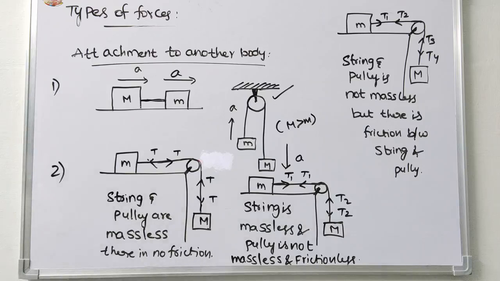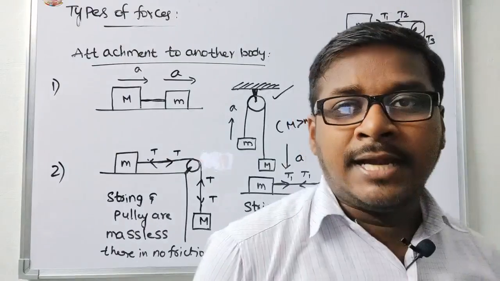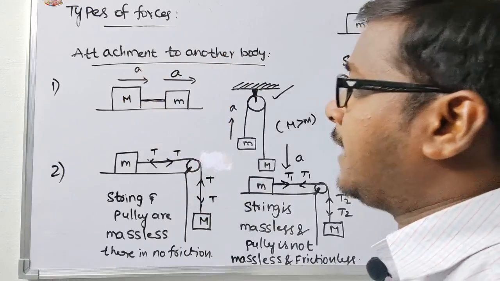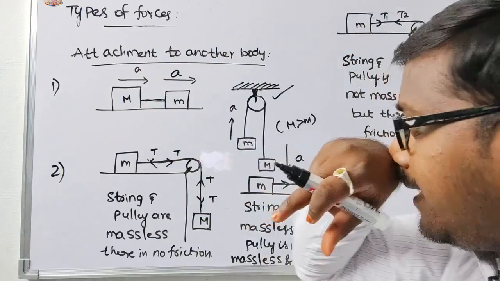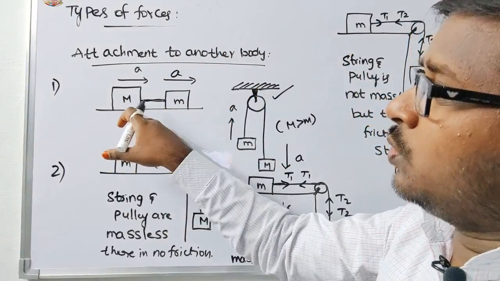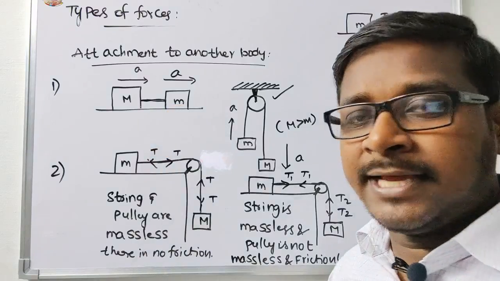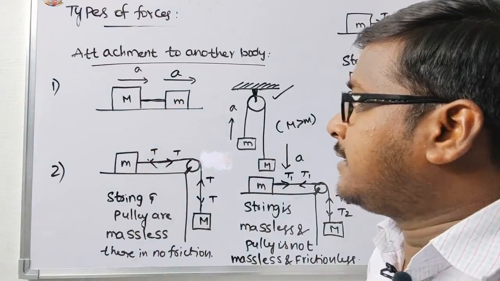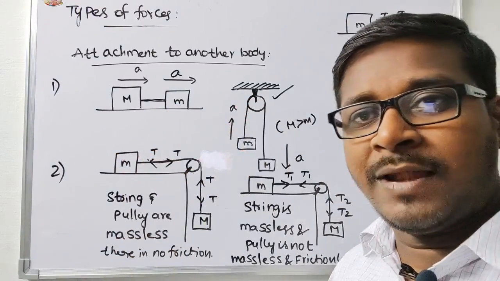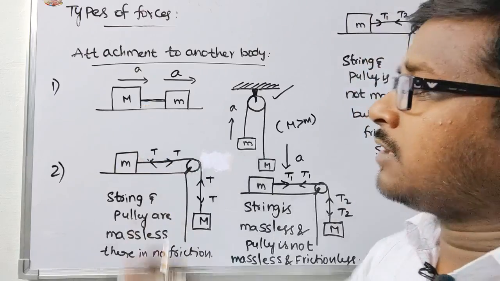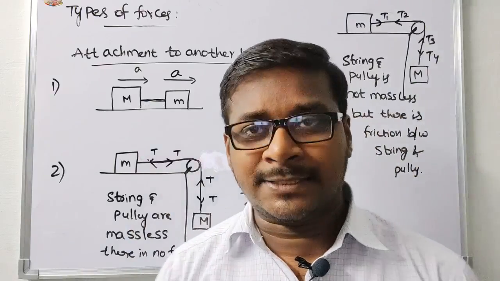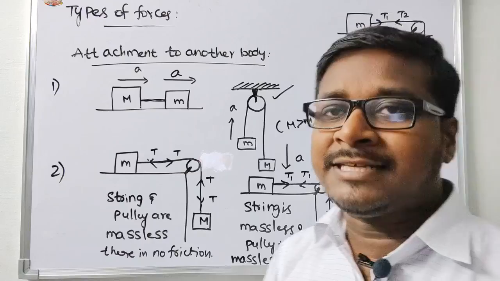Okay, in this one, students, contact forces, attachment to another body. The first condition is, let us take two blocks with a horizontal surface and a pulley. The blocks of masses are capital M and small m respectively. These two are connected with a string.